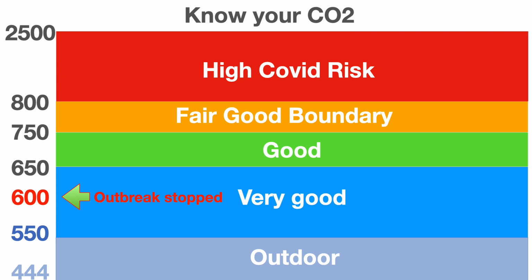So the numbers we're going to look at, just to give you a sense of scale, would be as follows. 800 is the marker between poor air and good air. 750, quite good air. At 600, they have been able to stop outbreaks of tuberculosis, MERS, and SARS. So when you get extremely good air, it can be extremely safe is the best way to put it.